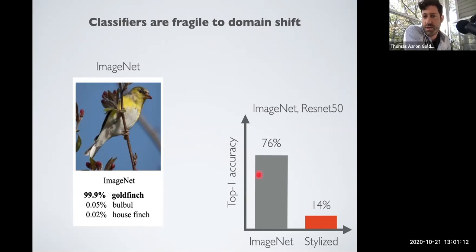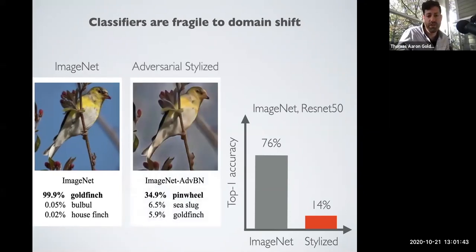For example, top 1 accuracy of ResNet-50 on ImageNet is about 76%. But there's a data set called Stylized ImageNet, where you take artistic styles and restyle ImageNet images into those styles, and that accuracy degenerates to 14%. So these recognition systems expect really high quality, really brightly colored web images. And when you show them something from a different domain, they tend to fail.